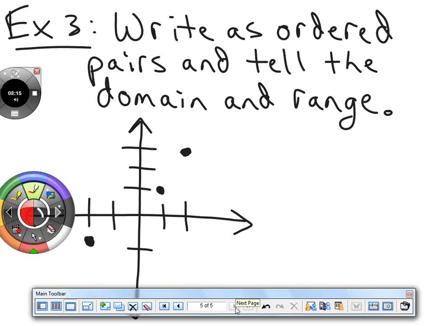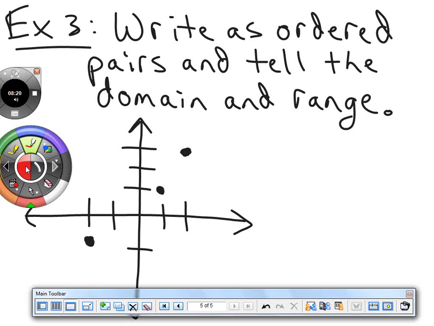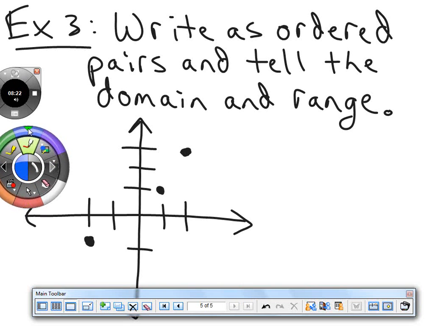Last problem. Write as ordered pairs and tell the domain and the range. So again, same thing, except it gives it to us as a graph. So can we tell what the ordered pairs are as you look at this graph? Hopefully. So it looks like we go to the left, negative 2, and then down 1. So this point would be negative 2, negative 1. And then this point looks like you go over 1 and up 1.